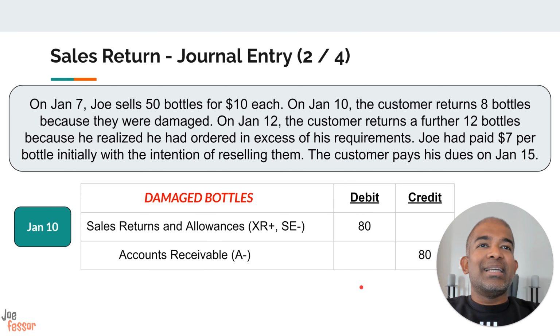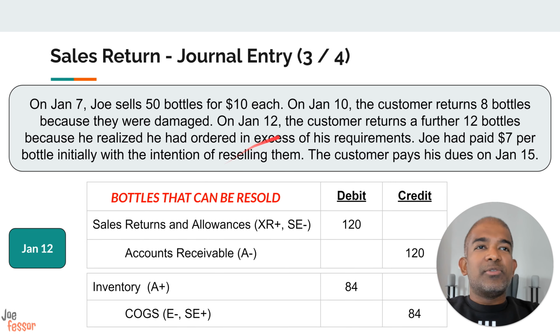Then on the 10th of January, the customer returns 8 bottles because they were damaged. So for this, we're going to debit a contra revenue account. We did the same in the case of credit card discounts or sales discounts. In this case, we're going to call the account sales returns and allowances. We're going to debit this contra revenue account, which brings down the total revenue by $80. We're also going to credit the accounts receivable account to show that this is no longer receivable, right? You cannot expect the customer to pay this $80 later on. So we're going to credit the accounts receivable account by $80 on the 10th of January.